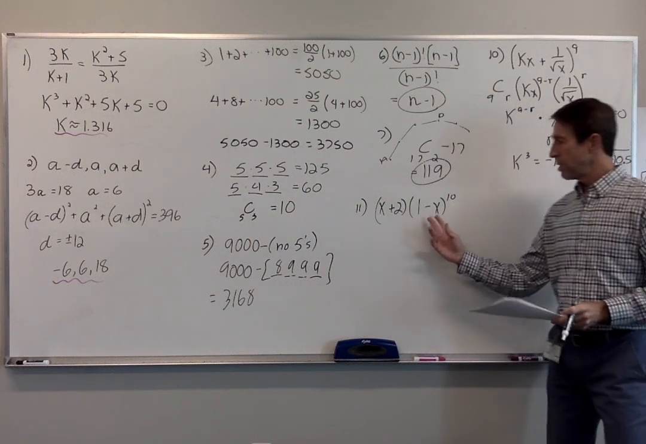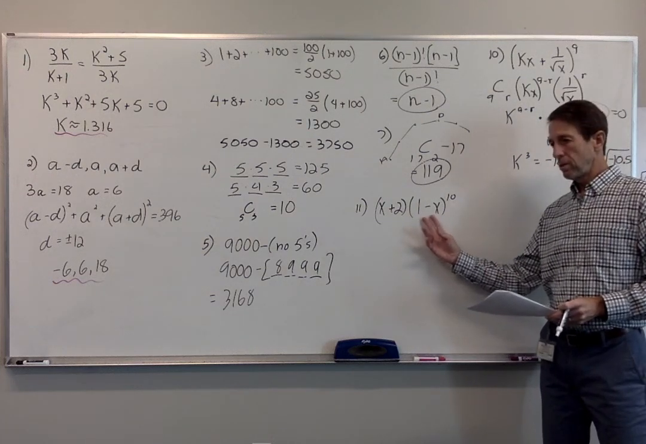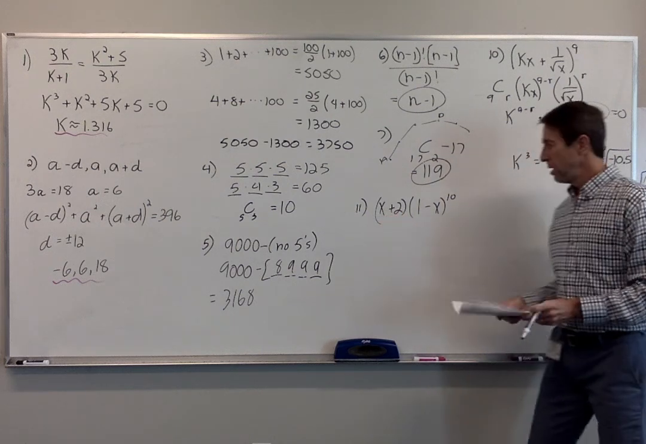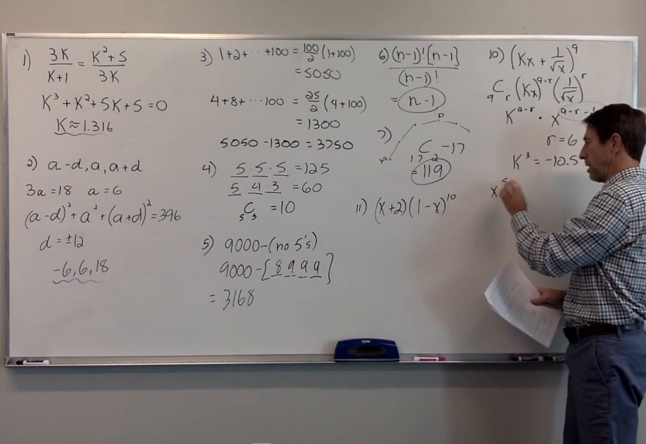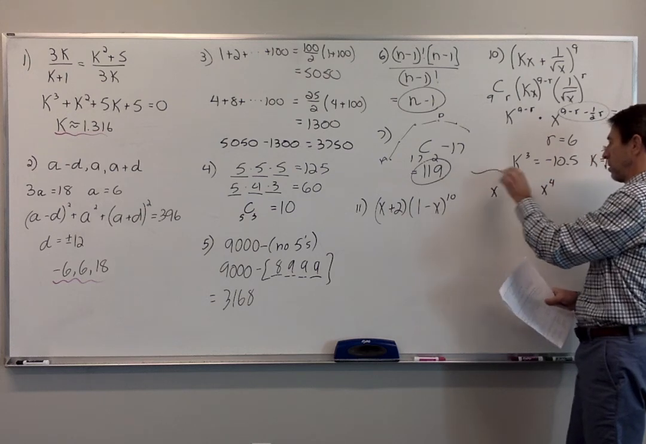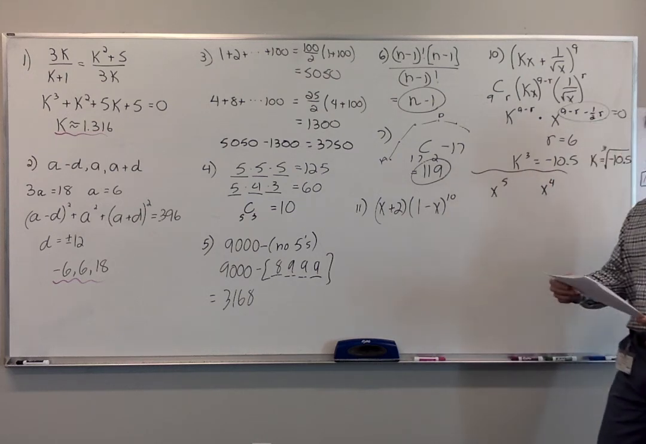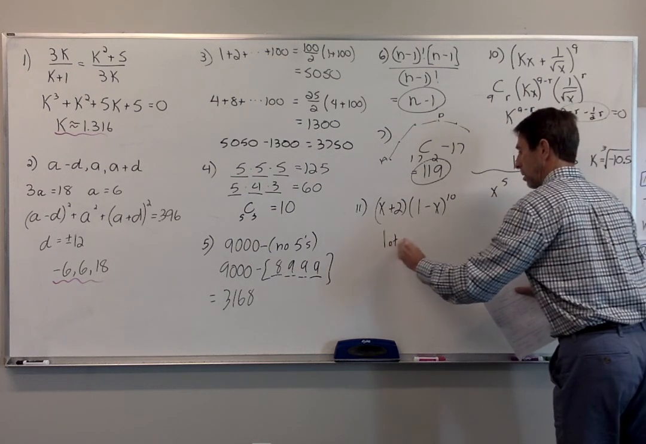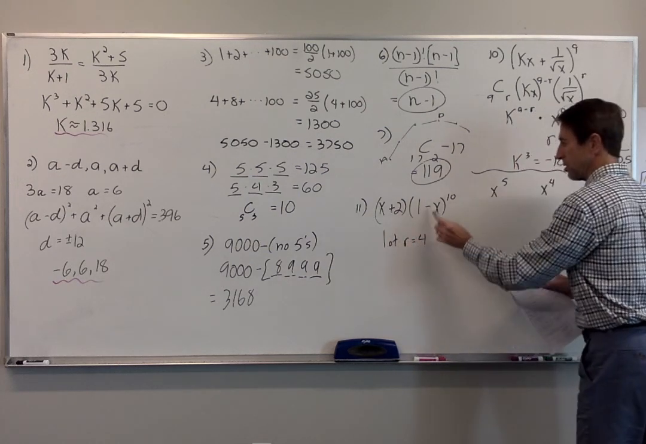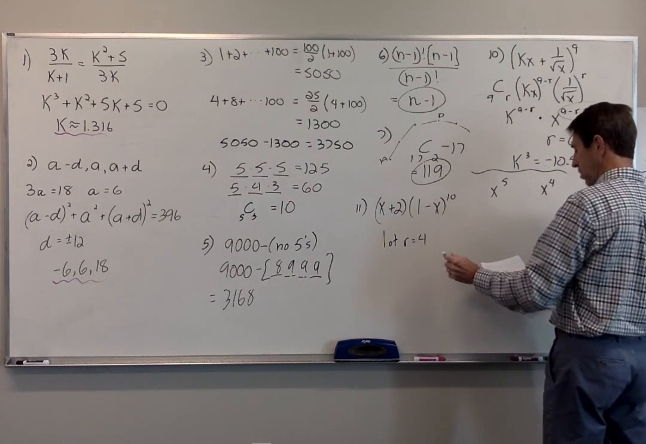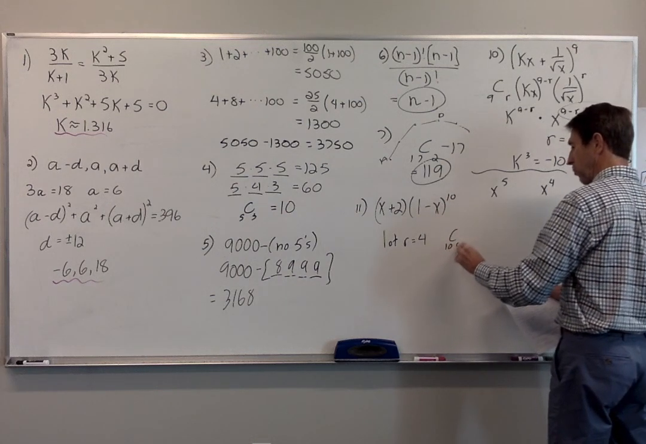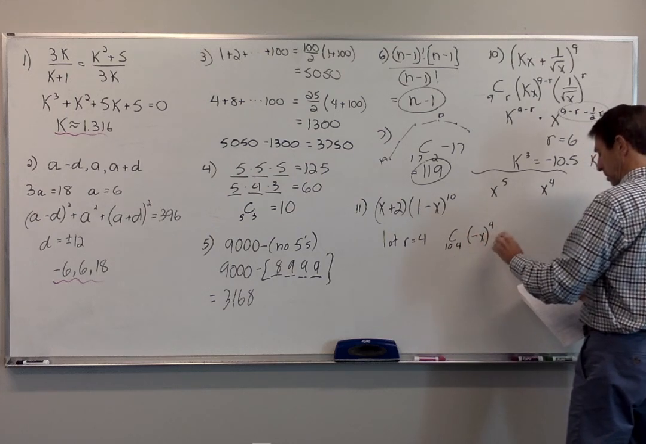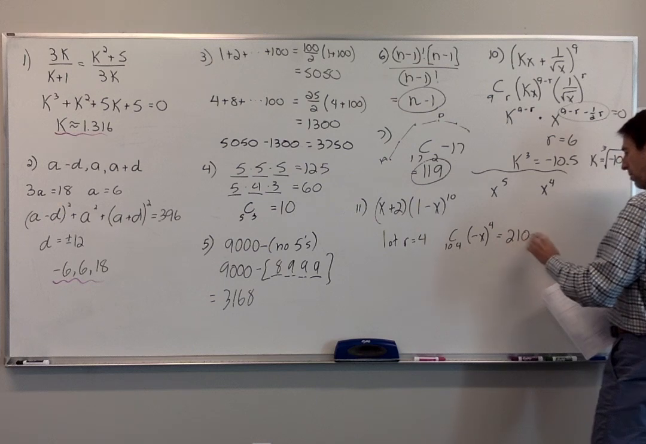Well, the key is to realize which of these terms would then be coupled with these terms to get x to the 5th. And of course, that's going to be an x to the 5th and an x to the 4th. I need them both. To get the x to the 4th, because that's the second term, r would be 4, we would have the combination of 10 choose 4 times negative x to the 4th, which gives me 210 x to the 4th.